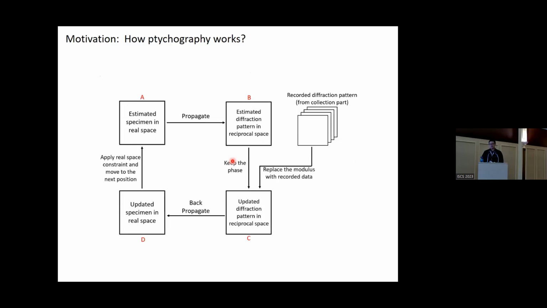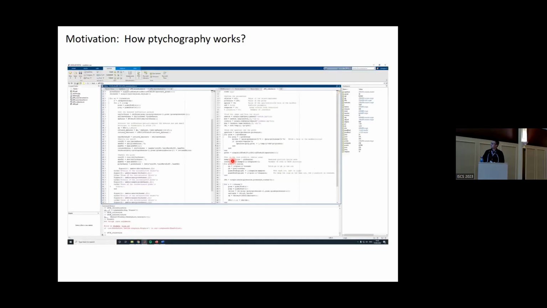We start with an estimate of the specimen in real space. It doesn't really have to be a very good guess because we have no information. It can just be a random guess. And then we have a similar process as in the collection part. We propagate this to the detector to form the diffraction pattern. But we have the real information from the collection part, which is a real diffraction pattern. And then we use this to update both the diffraction pattern and the specimen in real space. And then we do this over and over again until we get the full information for both object and probe.